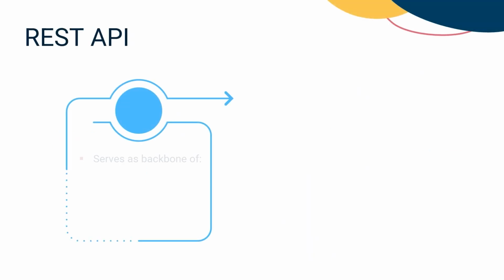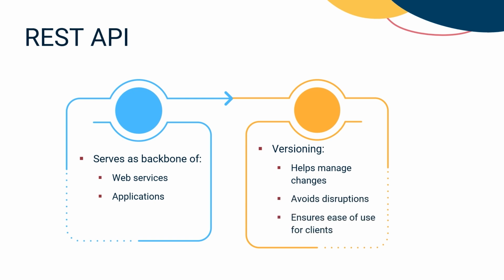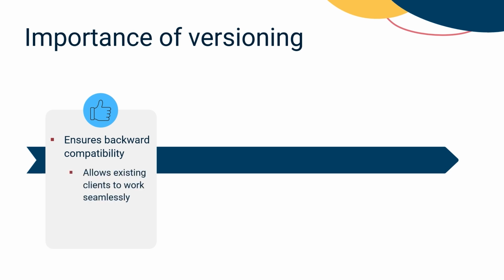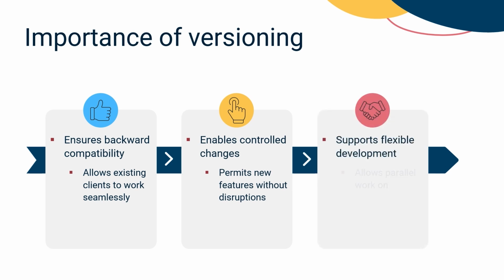REST APIs serve as the backbone of web services and applications, whereas API versioning helps manage changes in your API without disrupting older versions. It ensures that clients can keep using the old version while new features are added or modified. Versioning is critical as it ensures backward compatibility, allowing existing clients to continue working seamlessly. It also permits controlled changes so developers can add new features without disrupting current users. Additionally, versioning supports flexible development by allowing parallel work on new features and bug fixes.